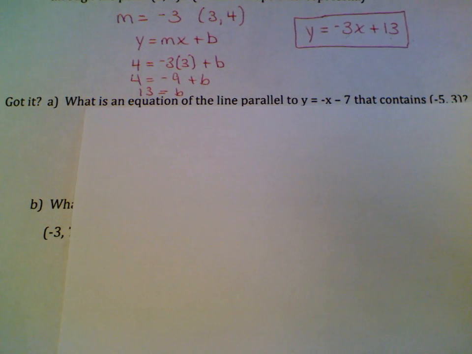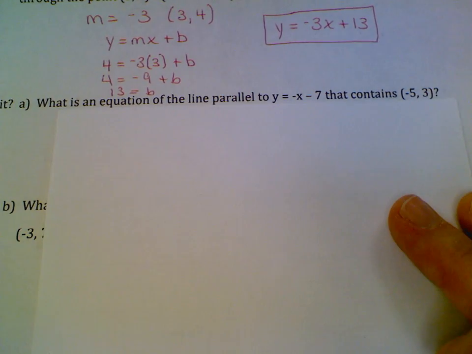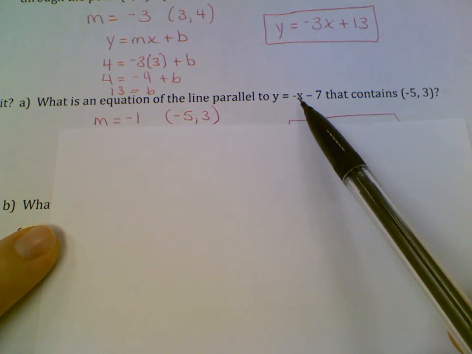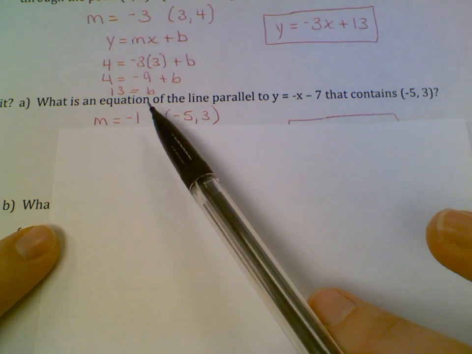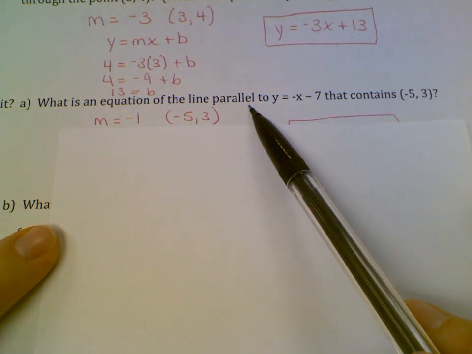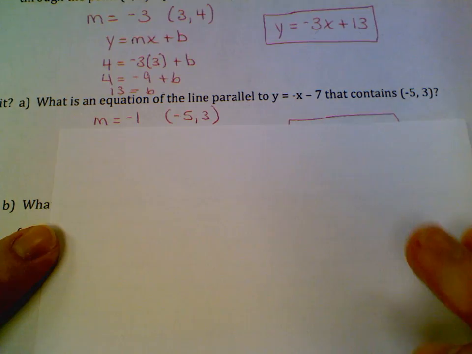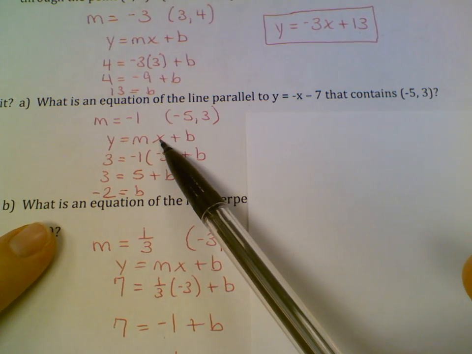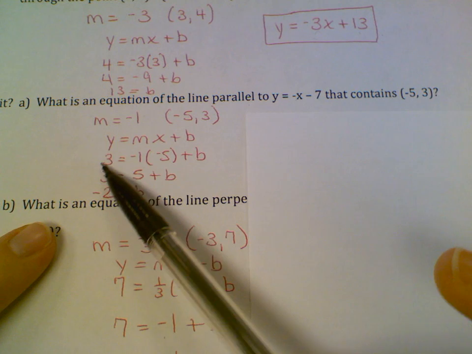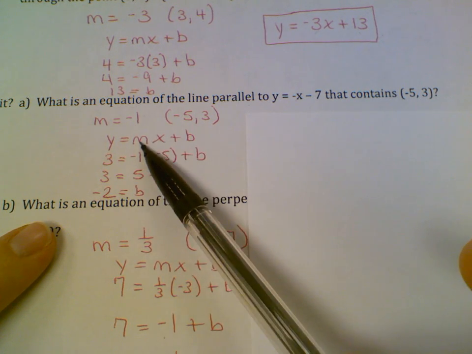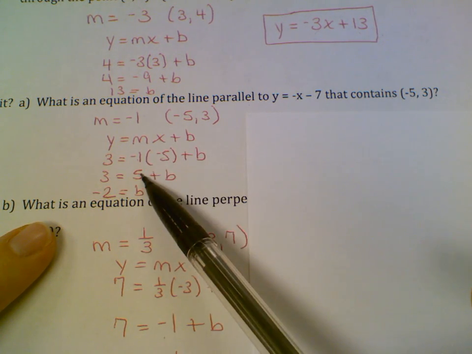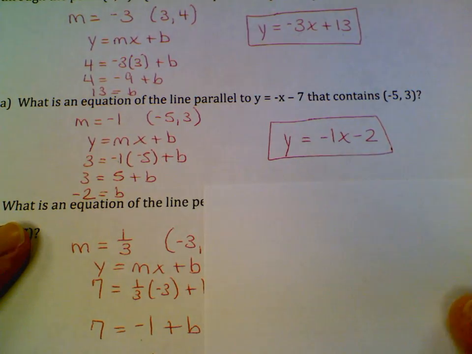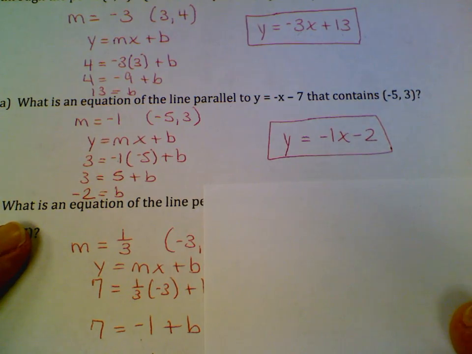Alright, on the first question, it's asking for the parallel line. So the first thing I'm going to do is find my slope. The slope is going to stay the same as this, so it's going to be negative 1 since it's parallel. And then I'm going to use my point to find my y-intercept. So I'm going to plug in negative 5 for x, 3 for y, and negative 1 for my m. Then I'm going to multiply, subtract 5 over, and my b is negative 2. So your equation should be y equals negative 1x minus 2.